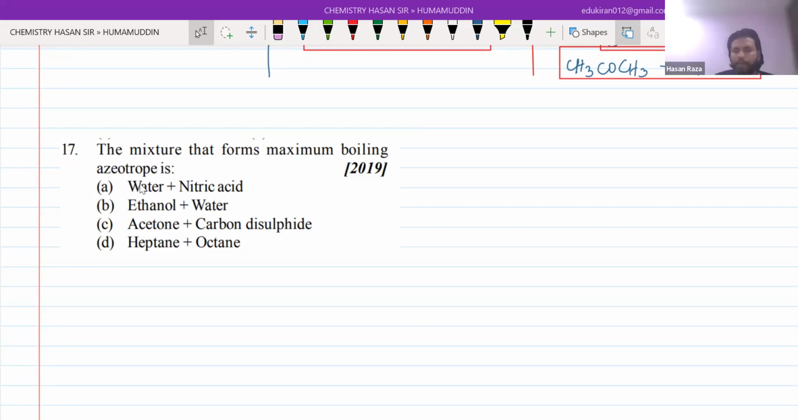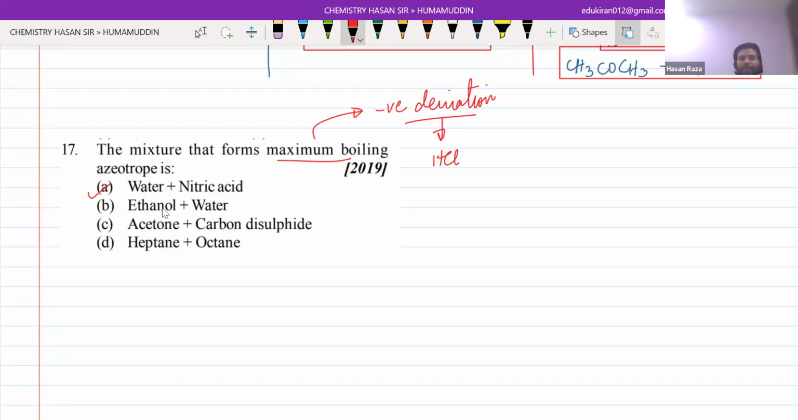Yeah, very good. So the option is A. Both of you are correct. The mixture that forms maximum boiling point means negative deviation. It is a non-ideal solution with negative deviation, that means the acid part. So you can see water plus nitric acid, ethanol plus water is positive deviation, acetone plus carbon disulfide is also positive deviation. Heptane plus octane is your ideal solution.